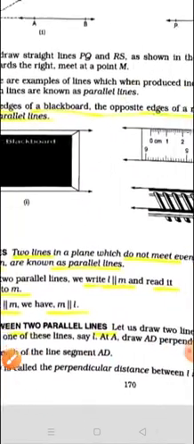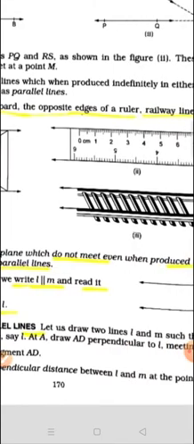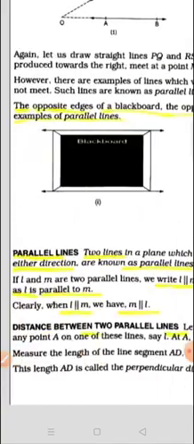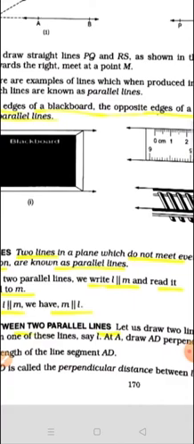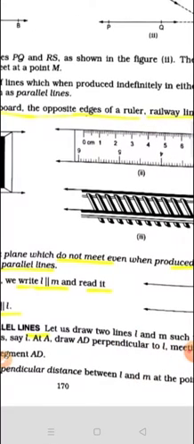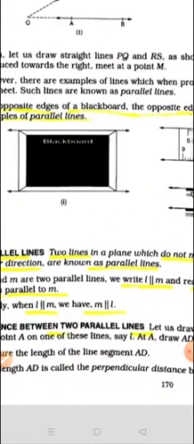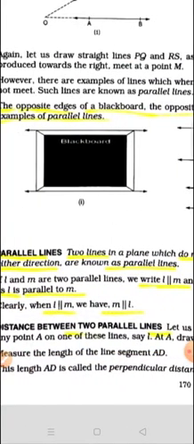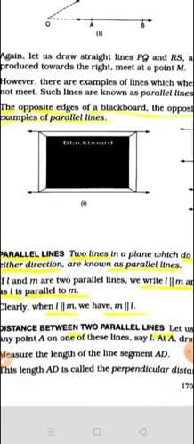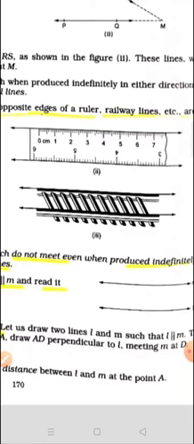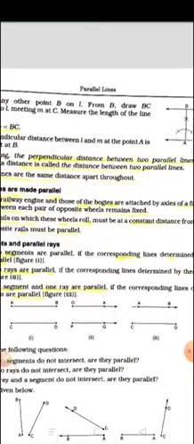Distance between two parallel lines. Let us draw two lines L and M such that L is parallel to M. Take any point A on one of these lines, say L. At A, draw AD perpendicular to L, meeting M at D. Measure the length of the line segment AD. This AD is called the perpendicular distance between L and M at the point A. Here you've seen in this figure.